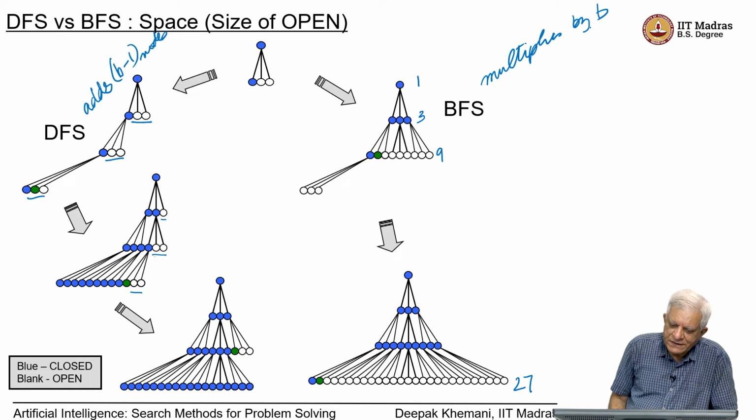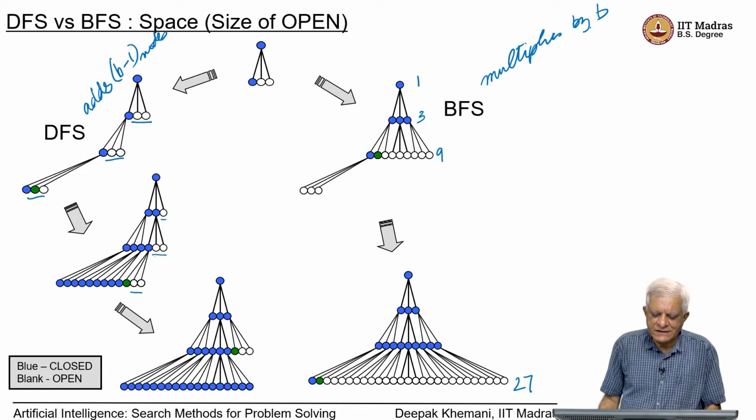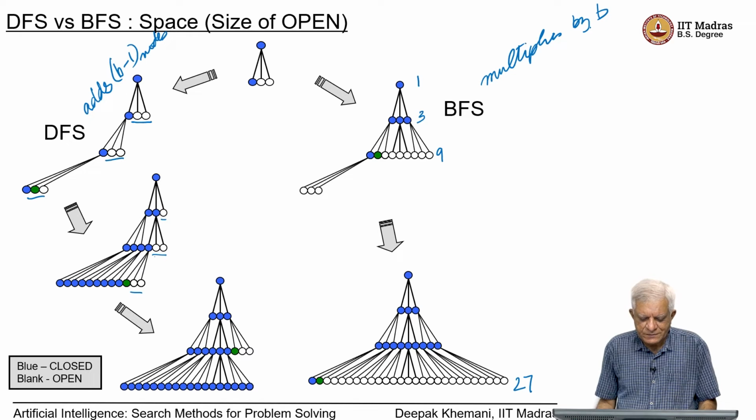So, as far as the size of open is concerned, depth first search is definitely a good algorithm. The space required is only linear in nature, whereas breadth first search will always require exponential space. So, that is a negative point for breadth first search.